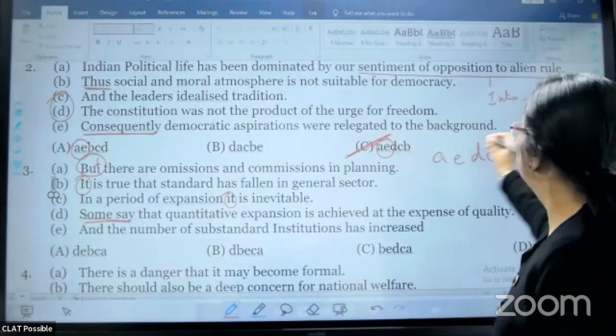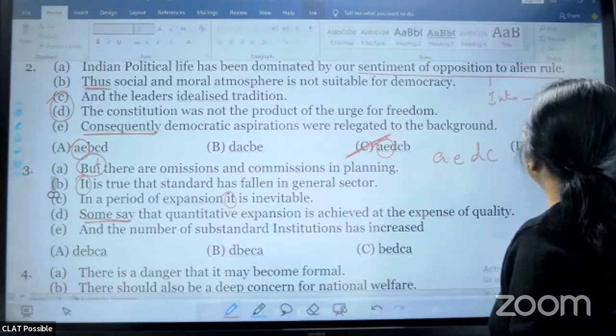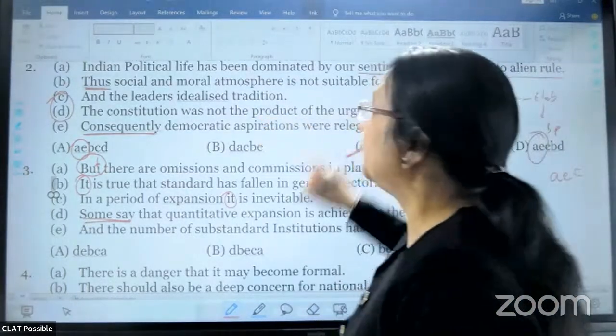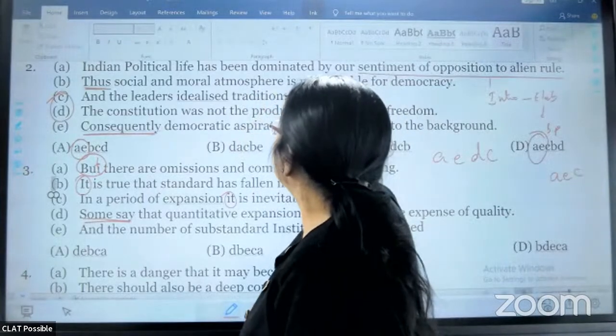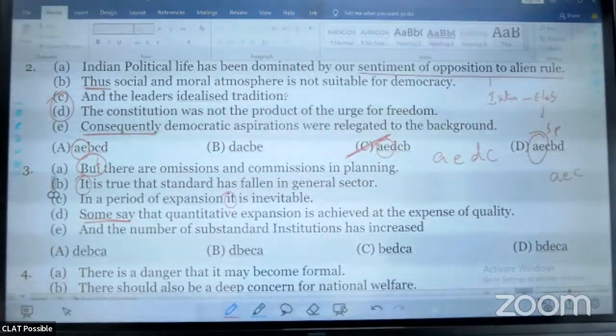Then elaboration. Further specific elaborations. Now talking about the constitution was not the product of the urge for freedom and the leaders' idealized tradition. Thus, social and moral atmosphere is not suitable for democracy. Clearly talking about how it is dominated by the sentiment of opposition to the alien.